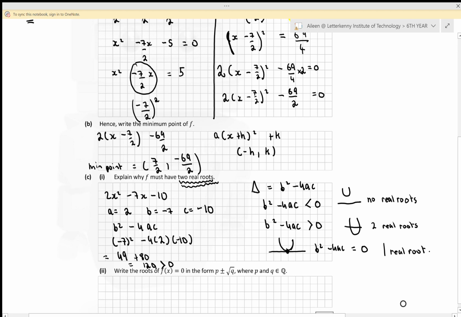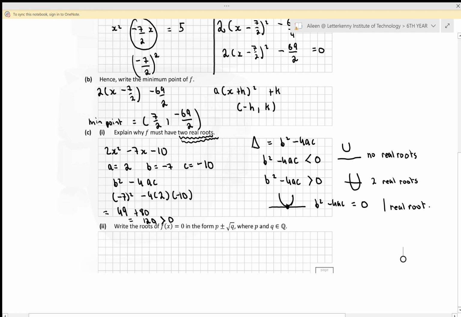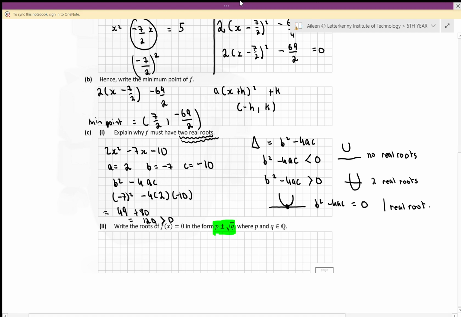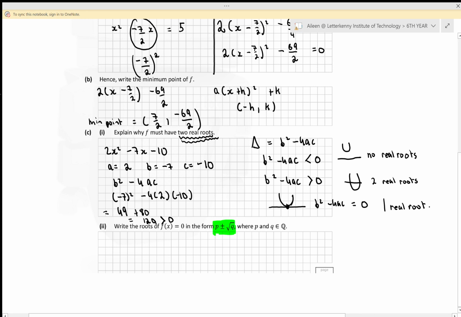Let's look at part 2. Write the roots of f of x equal to 0 in the form of p plus or minus the square root of q. So if we're asked to find the roots of our equation, correct to 2 decimal places, or in surd form like we're asked here, it means that your roots are not whole numbers. And so to find the roots, we have to use our quadratic formula. You might know it as your minus b formula. So x is equal to minus b plus or minus the square root of b squared minus 4ac all over 2a. Our equation is 2x squared minus 7x minus 10, which gives us a is equal to 2, b is equal to minus 7, and c is equal to minus 10.